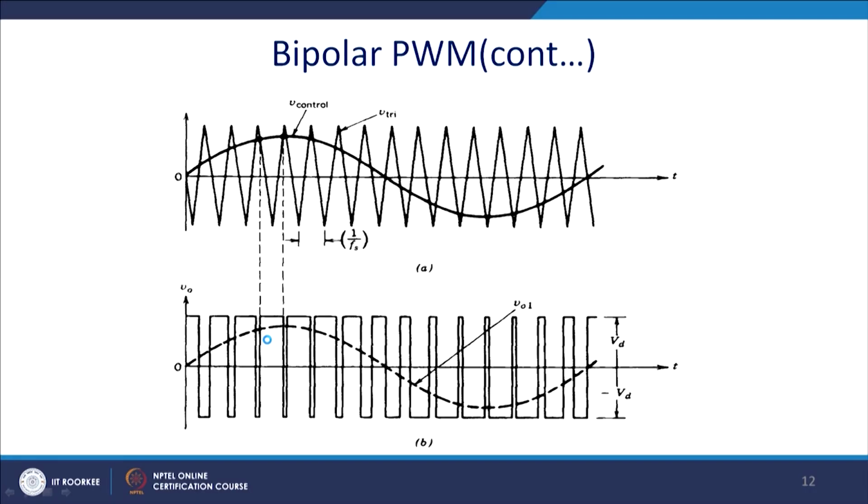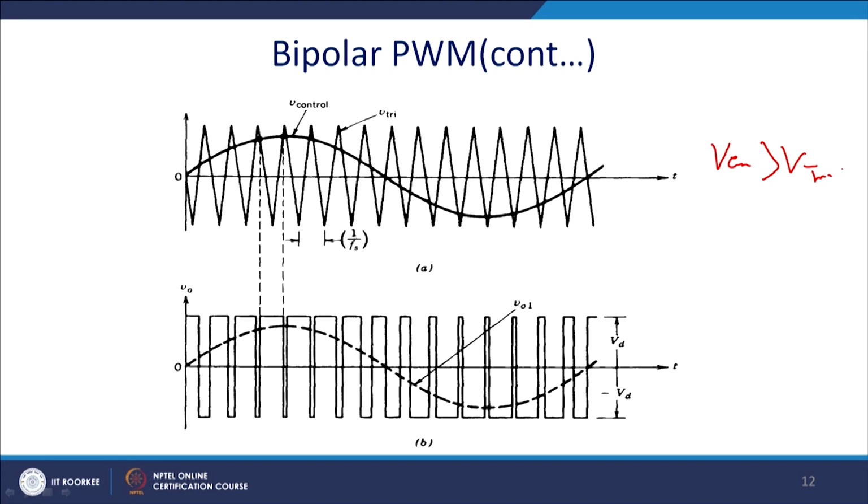Now, we will continue with the PWM. One of the advantages is that it requires only one control signal, and it can be controlled as said earlier. We can see that when the sine or V control is greater than V tri, then the output of the controller will be higher.